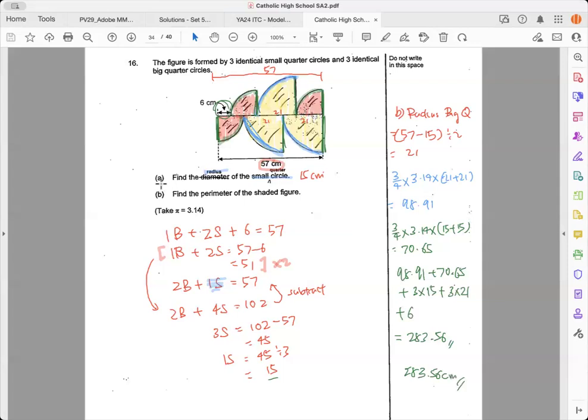Very tedious. If you do it step by step, you'll get it, okay? Be very careful with a clear mind. Let's look at the last question.